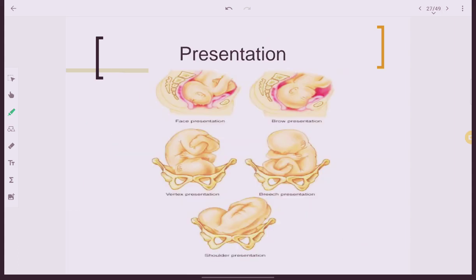See the different presentations: face presentation, brow presentation, vertex presentation, breech presentation, and shoulder presentation. Shoulder presentation is basically when there is oblique lie.